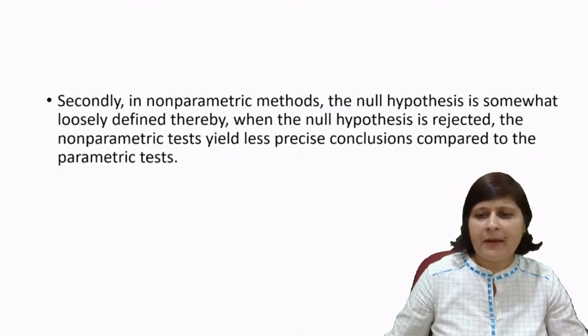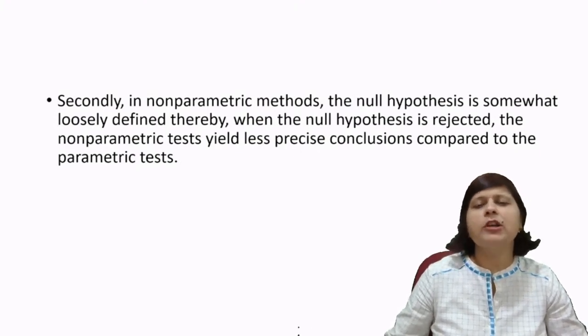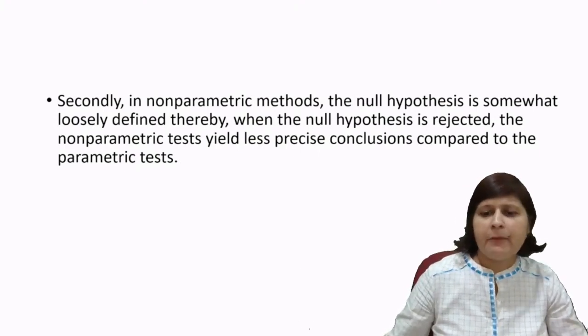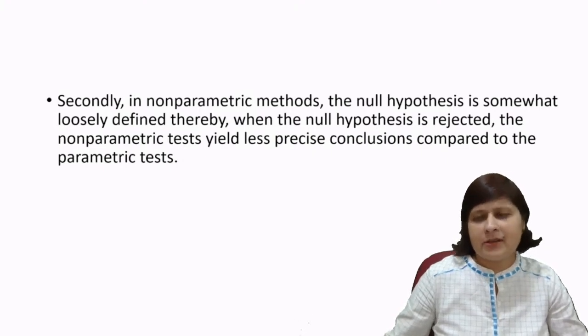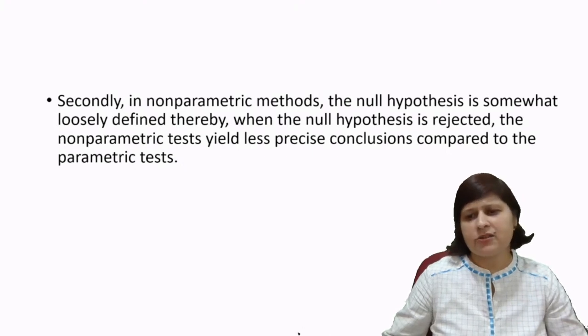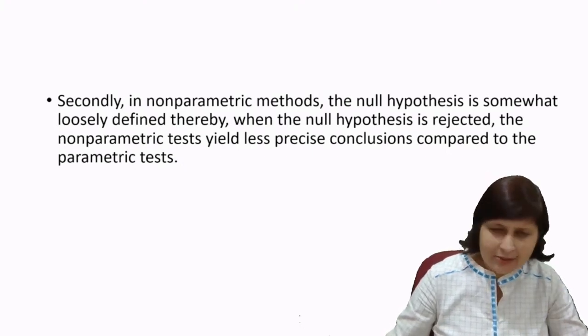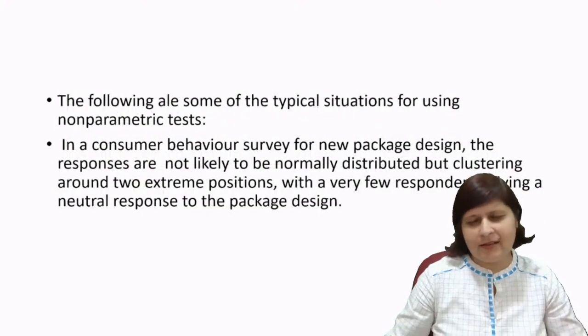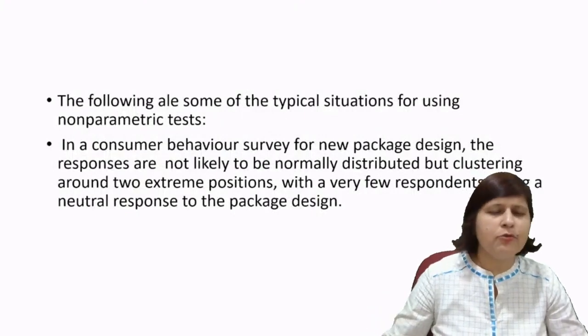In non-parametric methods, the null hypothesis is somewhat loosely defined. Thereby, when the null hypothesis is rejected, the non-parametric test yields a less precise conclusion compared to a parametric test. It means you cannot generalize the results because the hypothesis is loosely defined.